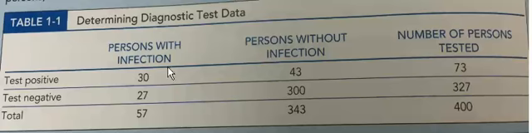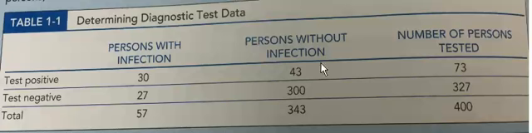So we have persons with the infection and persons without the infection and the total number of persons tested. So let's look first at the persons with the infection. And we can see that those that tested positive are 30. So these are the true positives. And the persons with the infection that actually tested negative are 27. So this is wrong. So these are the false negatives.